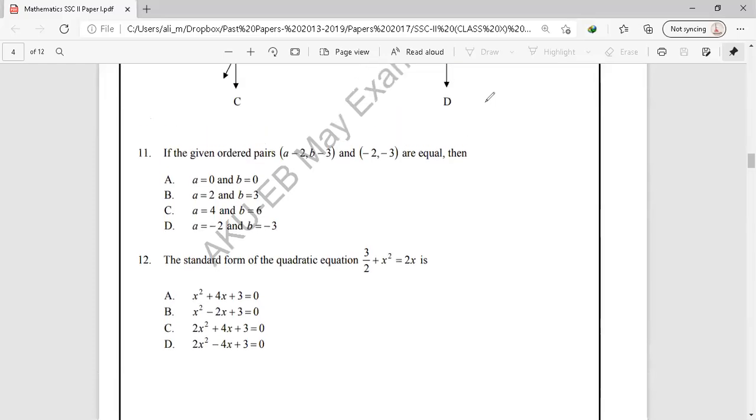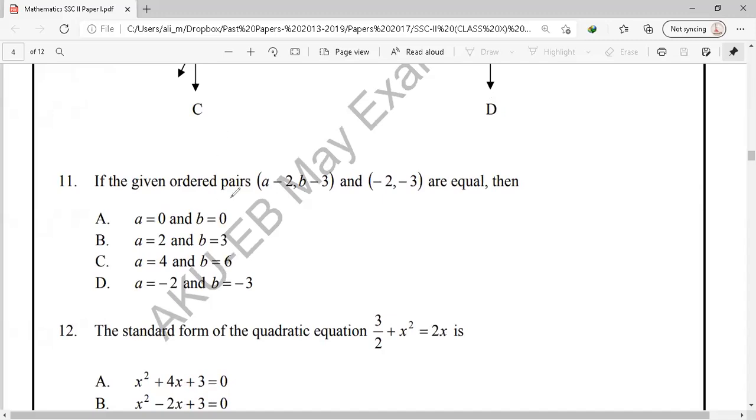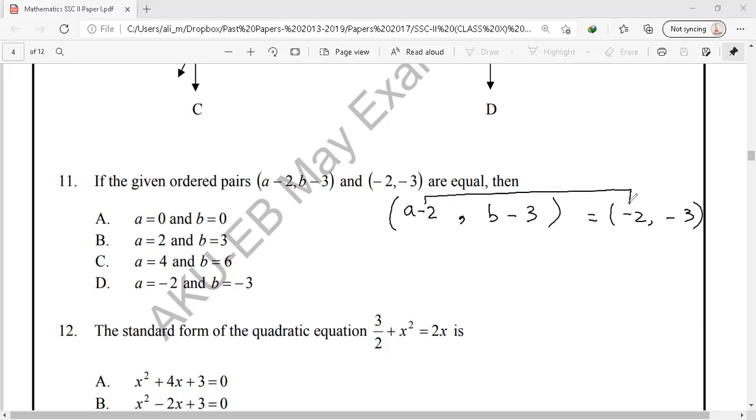So let's see question number 11 now. In question number 11, we have two ordered pairs that are equal. So (a minus 2, b minus 3) is equal to (minus 2, minus 3). If these two ordered pairs are equal, then obviously the abscissa will be equal to this abscissa, and this ordinate would be equal to the ordinate. So from the given options, we have to give the value of a and b.